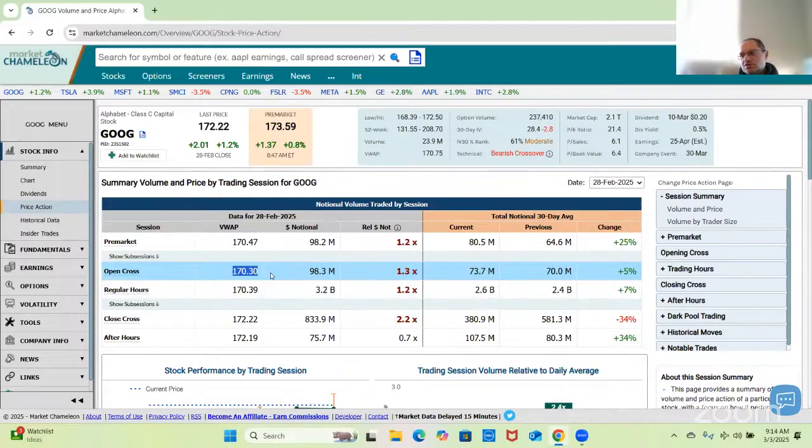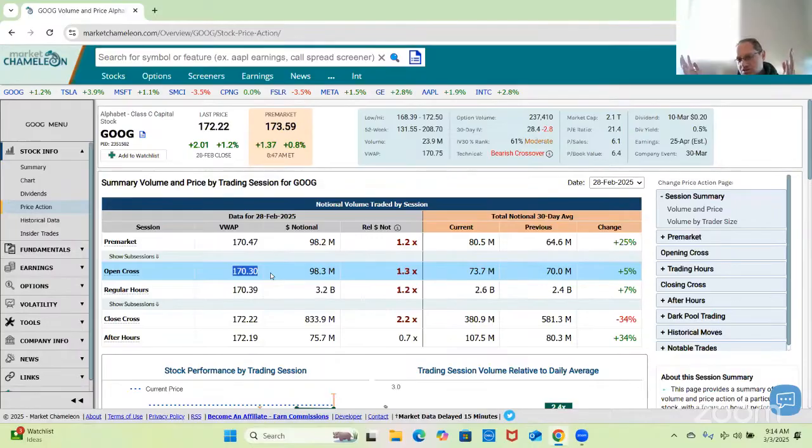The opening cross is a session where a specialist will take his order book and say, okay, I got all these buy and sell orders that have accumulated that want an execution, that were not eligible in pre-market trading. And let's say I have an imbalance, imbalance to buy or imbalance to sell. So I have to come up with a price where I can match up the most at a new fair value.